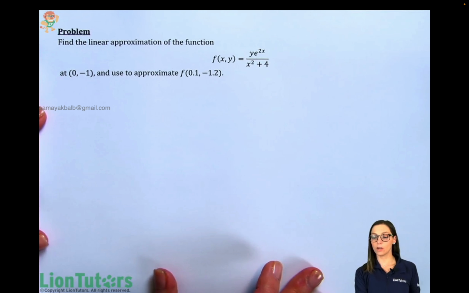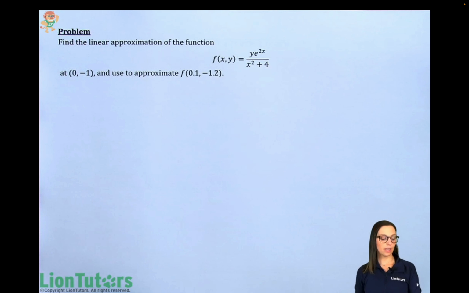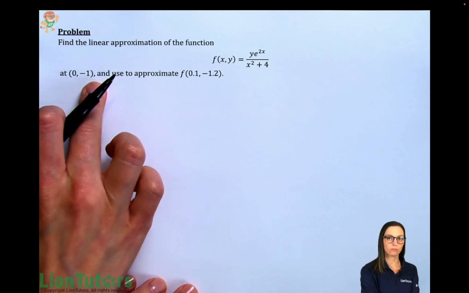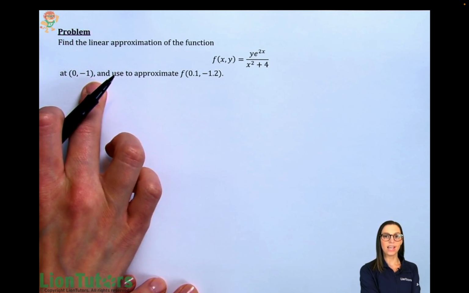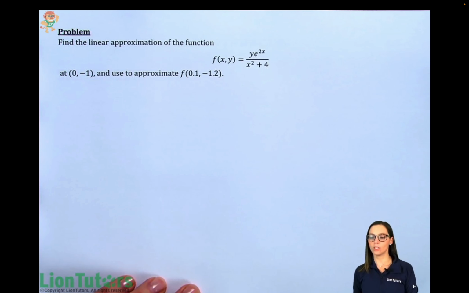Find the linear approximation of this function at the point 0, negative 1, and then use it to approximate f of this guy right here. Okay, this is really 2 questions snuck into one. This is find the linear approximation of this function at this point. That's going to be step 1. And then use it to approximate this value. Let's go ahead and do that.